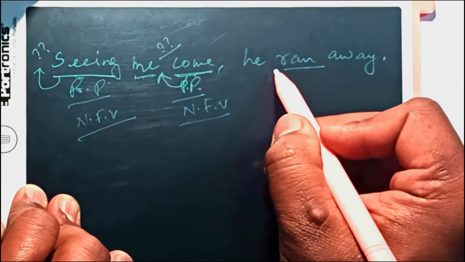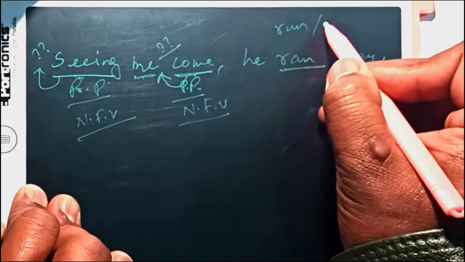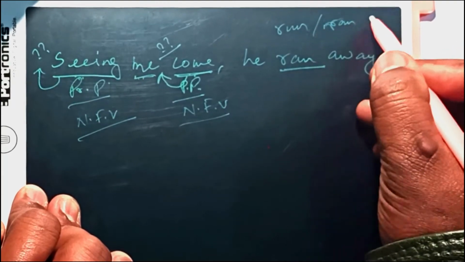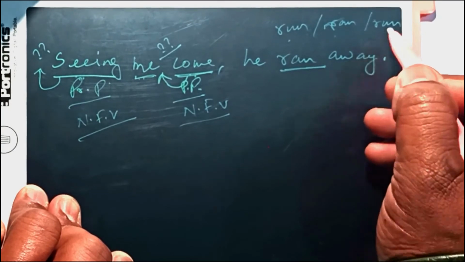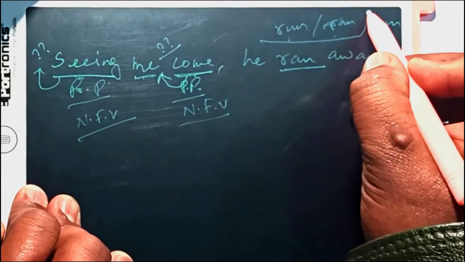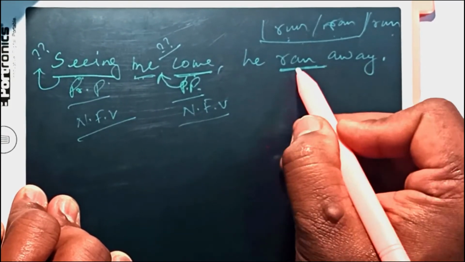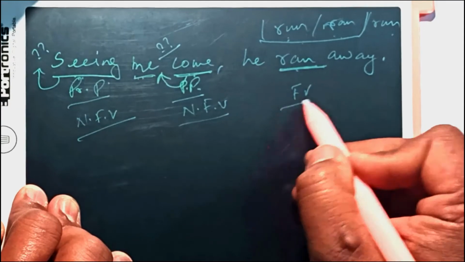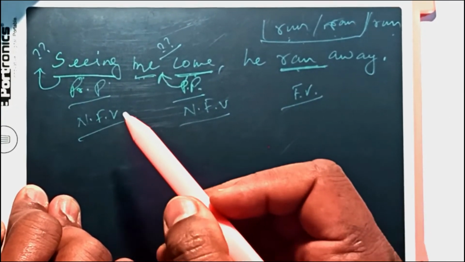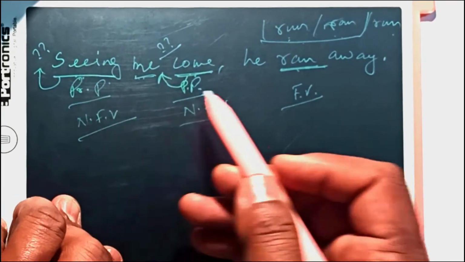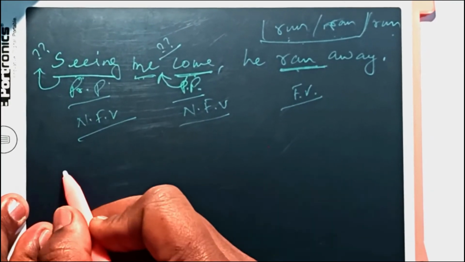Now only here, he ran. Ran comes from the word run. Run, ran, again we have run here. Present, past, past participle. So present, past, these two cases without auxiliary verb, they sit correctly in the sentence. So he ran away. This is our finite verb. Okay, this is our finite verb. So this is how we have to understand finite and non-finite verb.